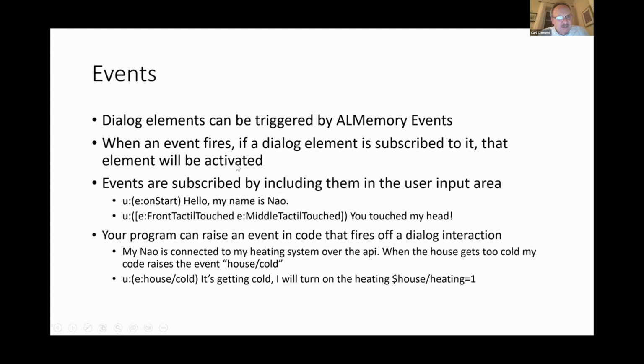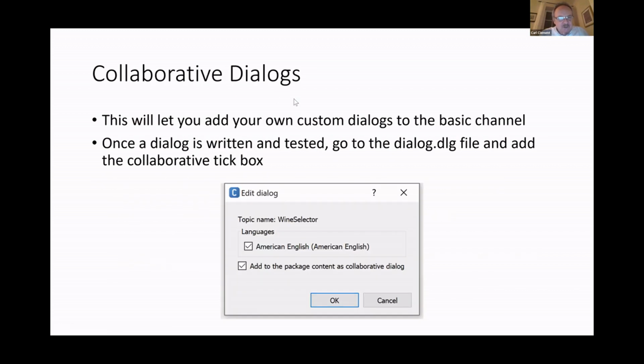And when you create that dialogue, you'll see that when you pick your language, right at the bottom, it says, add to the package content as collaborative dialogue. That doesn't really mean very much, yeah? What it really means is add this to the basic channel. So on your robot, when you reboot it, whatever you had going on in that particular dialogue will pop up and be part of the basic channel.